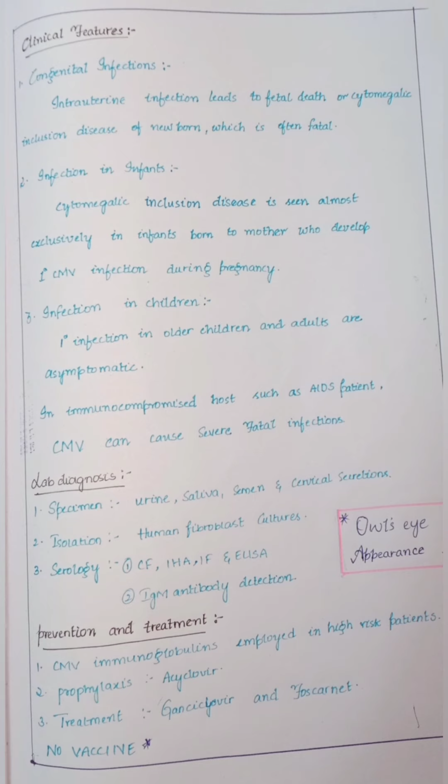Prophylaxis for cytomegalovirus is acyclovir, and treatment for cytomegalovirus is ganciclovir and foscarnet. There is no vaccine available for cytomegalovirus, but experimental vaccines such as the Towne 125 and AD 169 strains and the purified CMV polypeptide vaccine have been found to be immunogenic but not effective in protecting immunodeficient subjects from CMV infection.